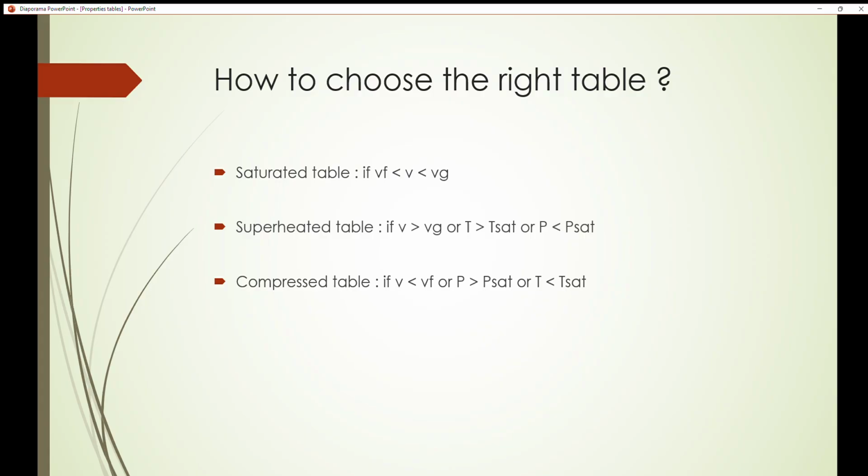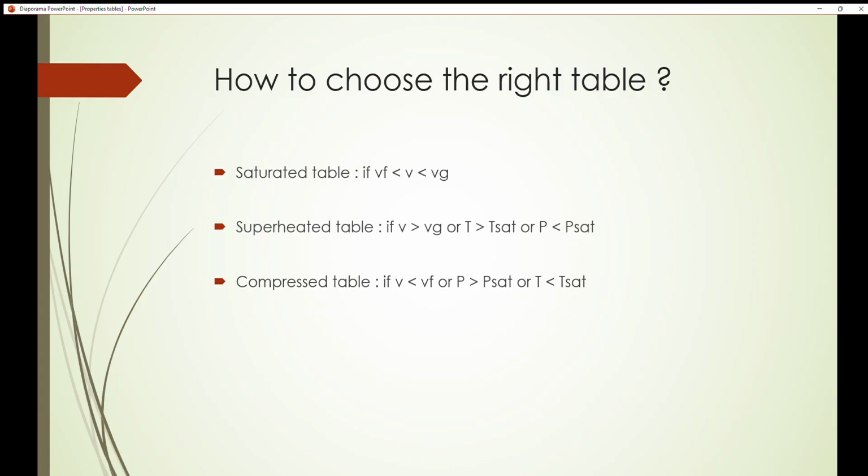Now for temperature, superheated means higher temperature. When it's higher than the saturated temperature, we are in the superheated table. When it's lower, it's compressed. So it's the opposite. Now for pressure, when it's compressed, it has more pressure. So if it's higher than the saturated pressure, we need to look for our thermodynamic properties in the compressed table. And for superheated, it's the opposite.